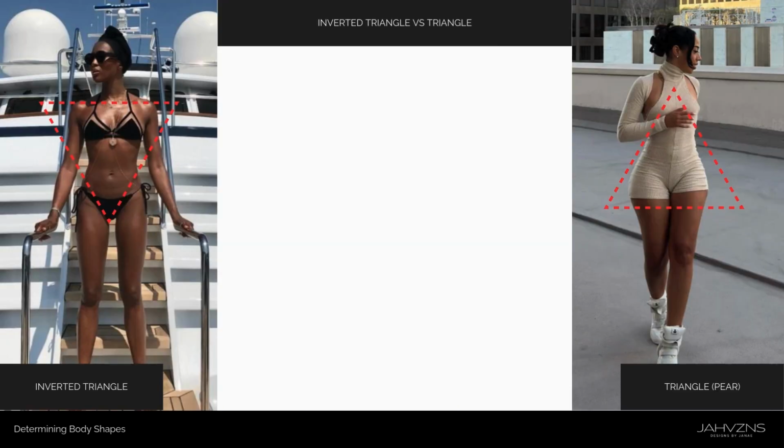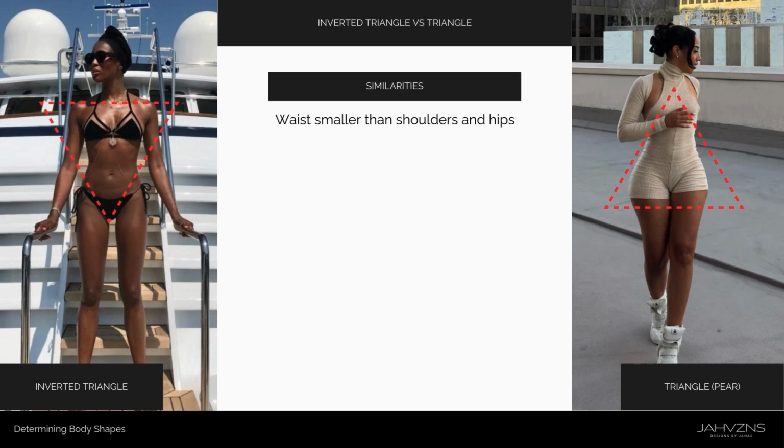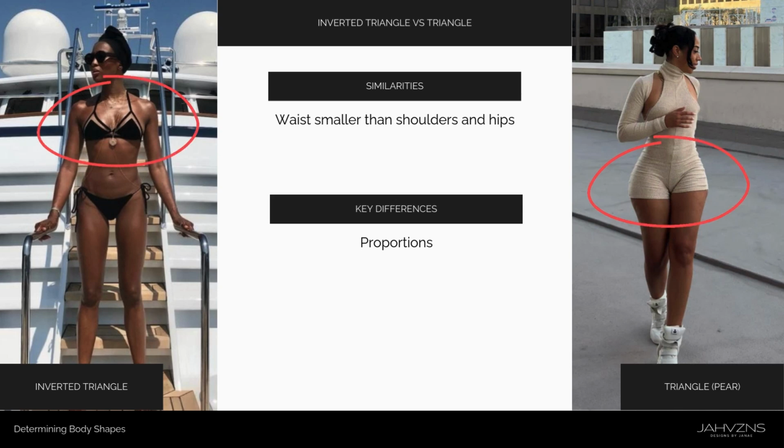Let's talk about some key similarities and differences between inverted triangle and the triangle, aka pear shape. Both shapes are similar in their small waist compared to their shoulders and hips. They are different in proportions. We can see Naomi has broad shoulders and the model on the right has full hips. They are the exact opposite of each other, hence both of them having triangle in their name. Triangle shoulders match their hips as well. So if you look at the model on the right hand side, both of the red lines are relatively equal.